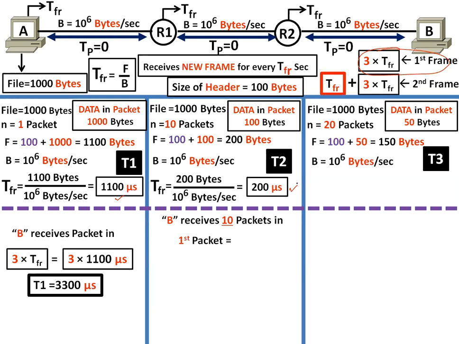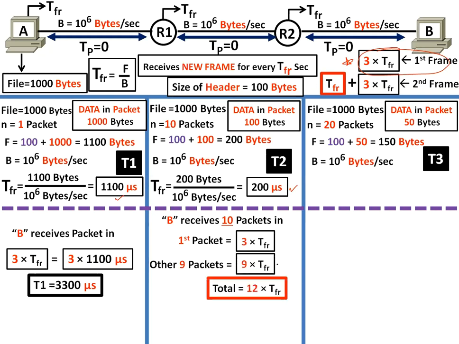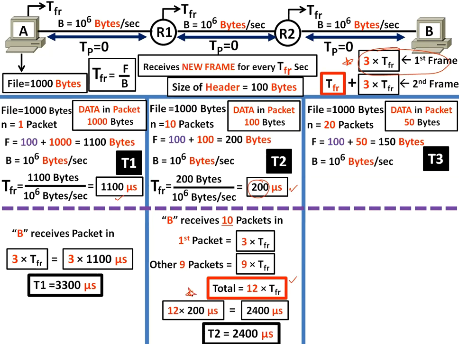B receives 10 packets. The first packet you will receive with the same logic, 3 TFR. The other 9 packets will be 9 TFR. Total will be 12 TFR, guys. So TFR will be 200 microseconds. That is 2400, guys. Following, guys?